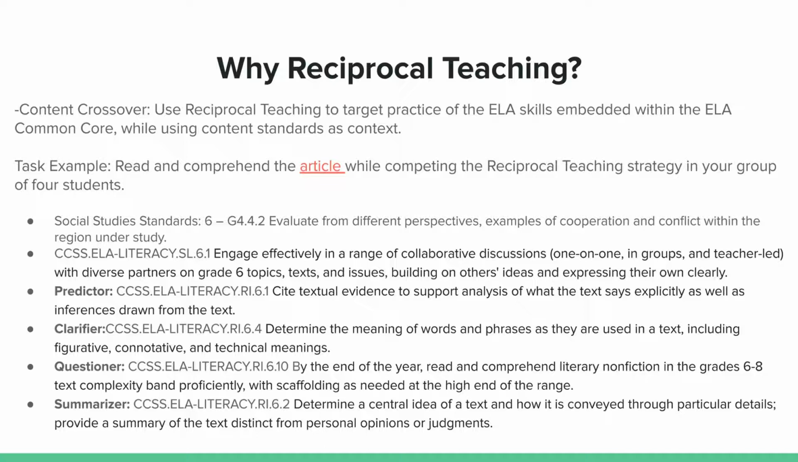And then you can see the predictor actually ends up being RI 6.1, cites textual evidence to support analysis of what the text says explicitly, as well as inferences from the text. The clarifier is RI 6.4, determine the meaning of words and phrases. The questioner is RI 6.10, by the end of the year, comprehend literacy in the grades 6-8 text complexity band. And the questioning, to be able to comprehend, we're asking those questions that support that piece there. And the summarizer, RI 6.2, determines the central idea of a text and writes a summary.